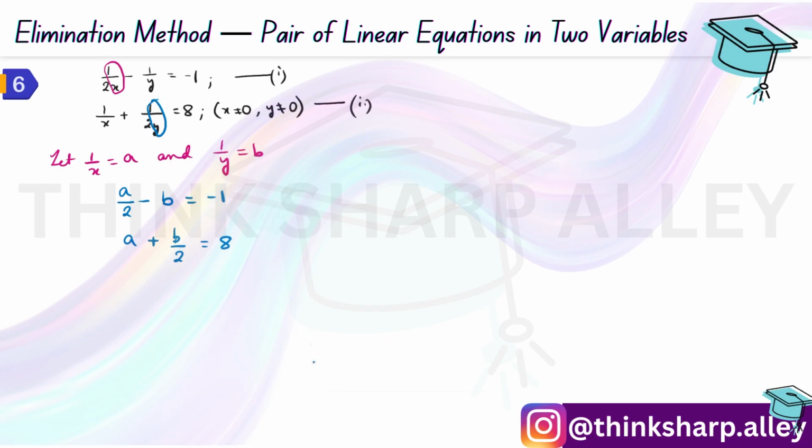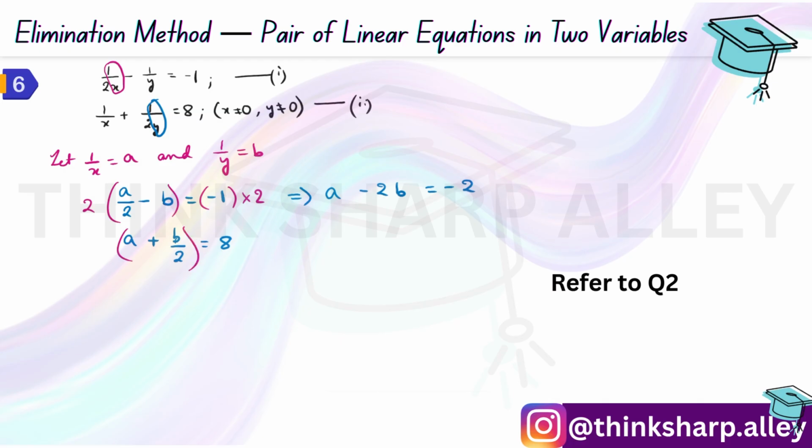Remember fractional coefficients. And if you don't like fractions, what are you going to do? Take LCM of the denominators. Here the denominator is only 2 throughout. So we multiply both sides by 2 just to get rid of the denominator. And it becomes 2 into a by 2, which is a, minus 2b equal to minus 2. And the second equation same. LCM of the denominators will be 2. So I am multiplying with 2 on both sides. So we are getting 2a plus b equals 16. Now this is my equation number 3 and equation number 4.